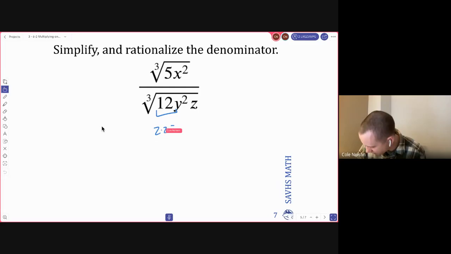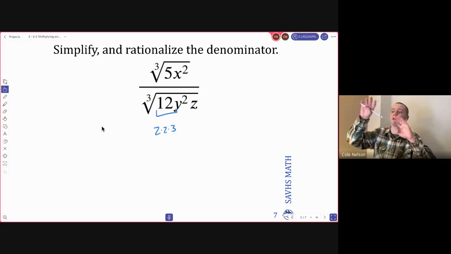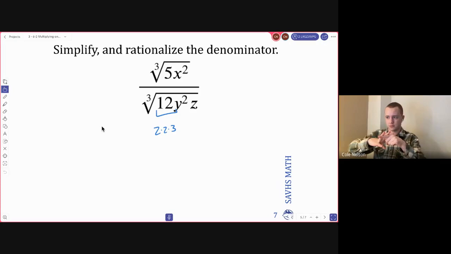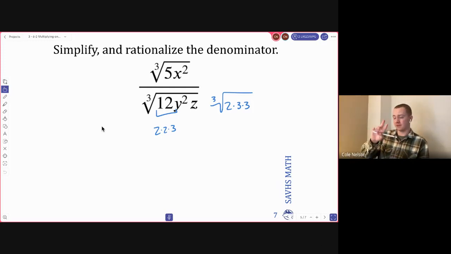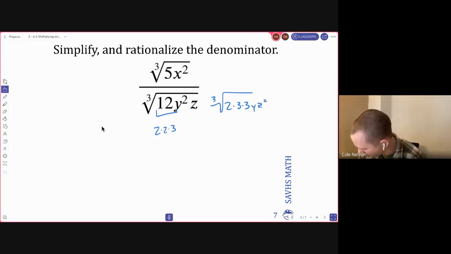We have a 2 times 2 times 3 in the 12. So to get to exponents that are 3s, I need another 2 and I need 2 more 3s. So I need a cube root of, I need a 2, and then I said 2 more 3s, 3 times 3. I need another y because I have 2 of them already, but I need 3. So I'm going to put a y here. And then I want 3 z's, or z cubed, but I only have 1 of them. So I need 2 more. So I need a z squared here.